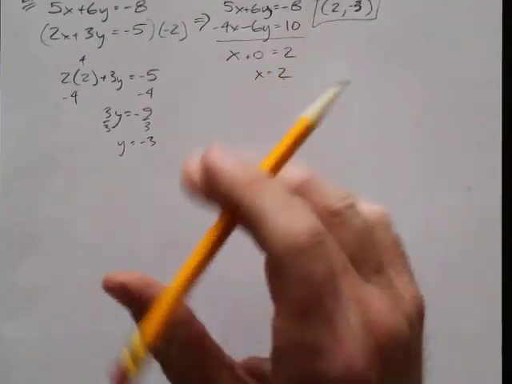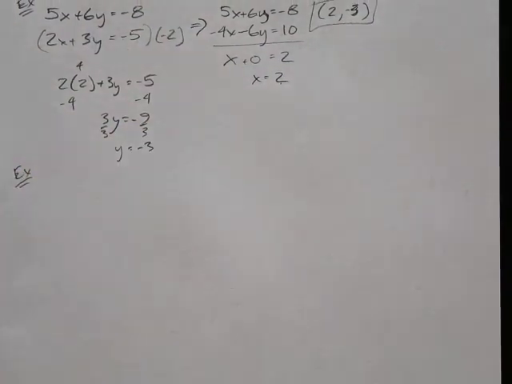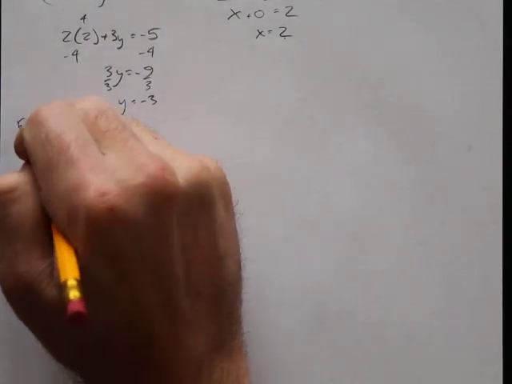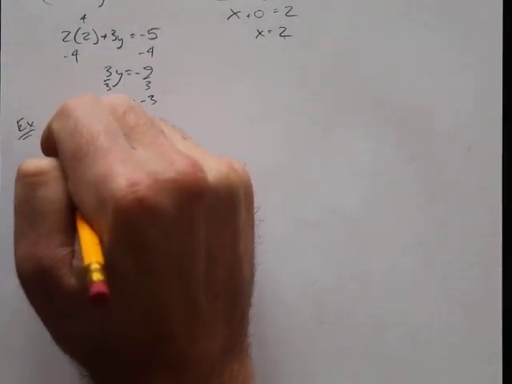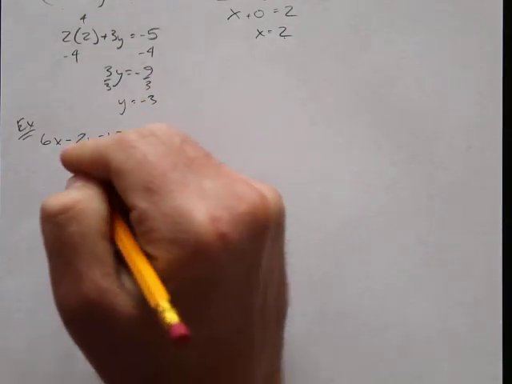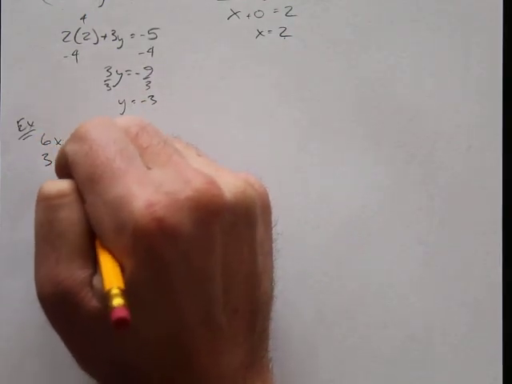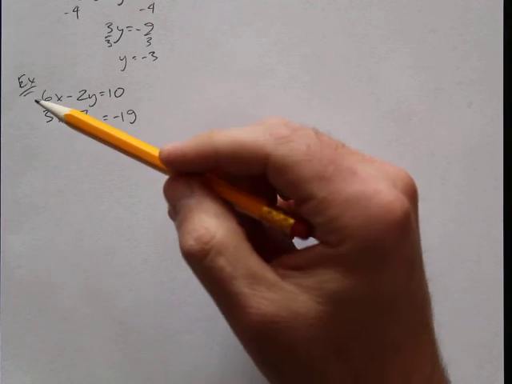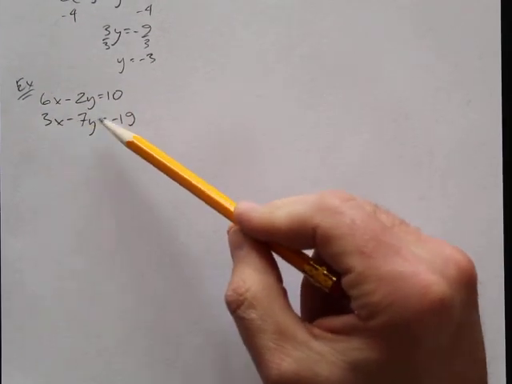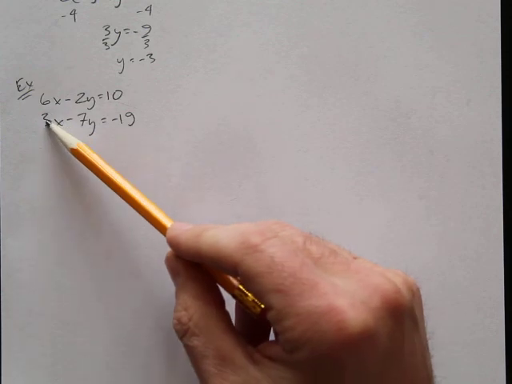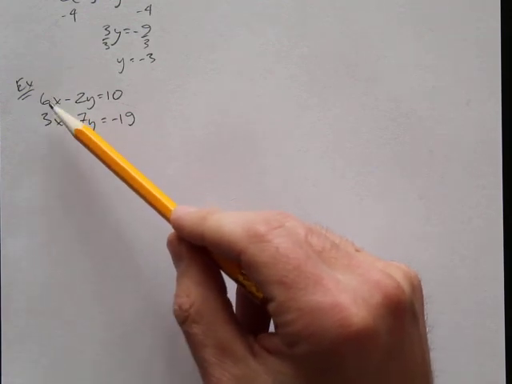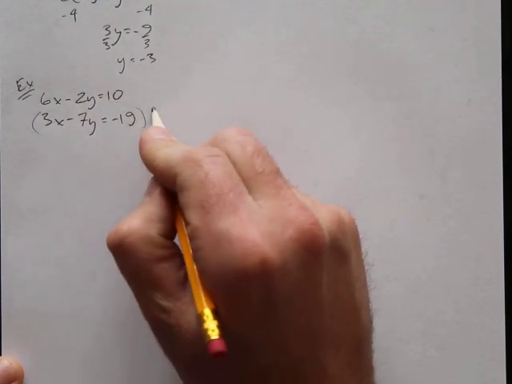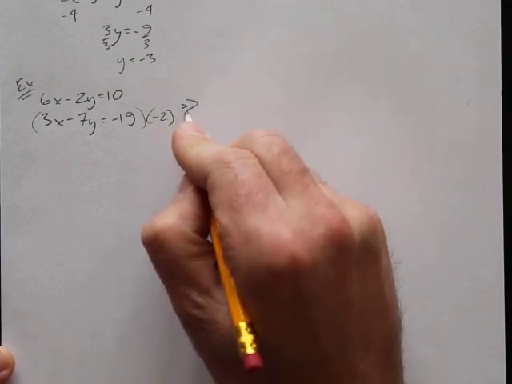Let's do another one. This time we've got, oh, this is very similar to the one we just did, but that's all right. 6x minus 2y equals 10, and 3x minus 7y equals -19. All right, so we have a very similar situation here where we need to multiply the bottom one by -2 so that I have -6x here and +6x here. So again, I'm going to multiply the bottom by -2, and I'm going to rewrite the whole thing.